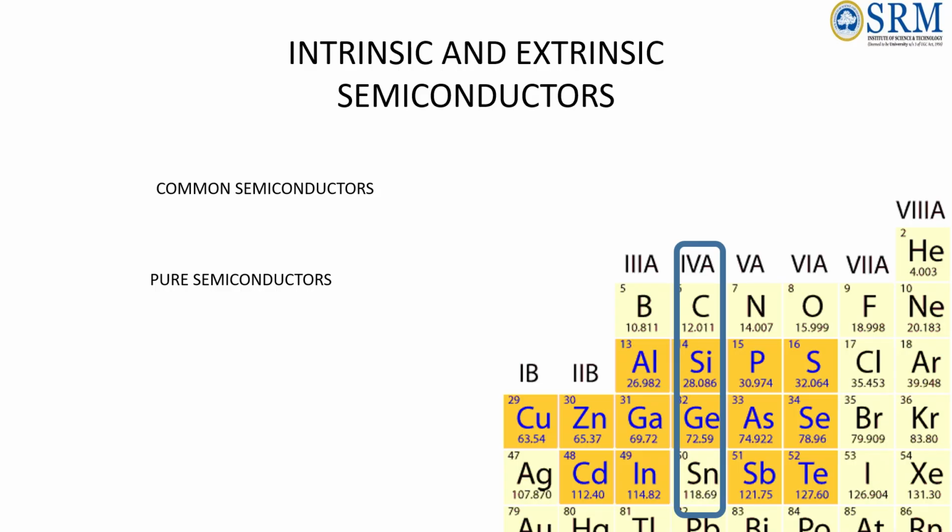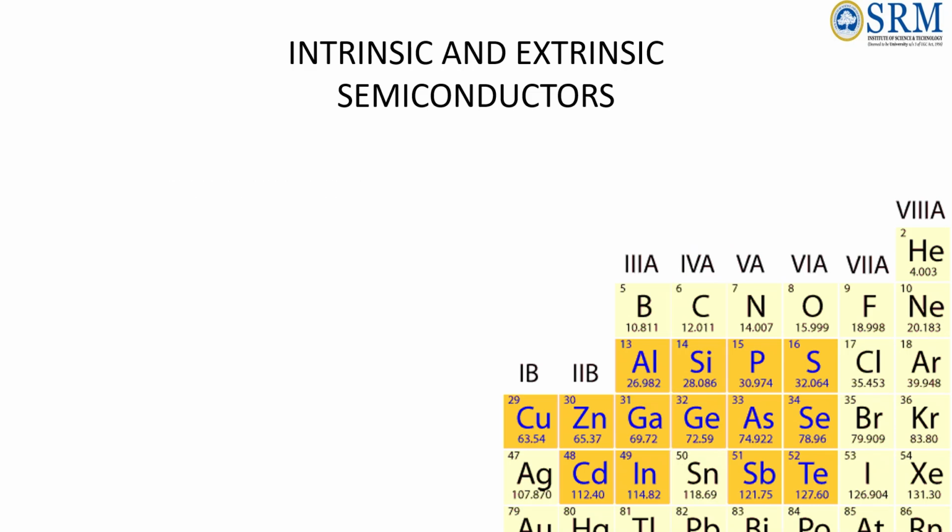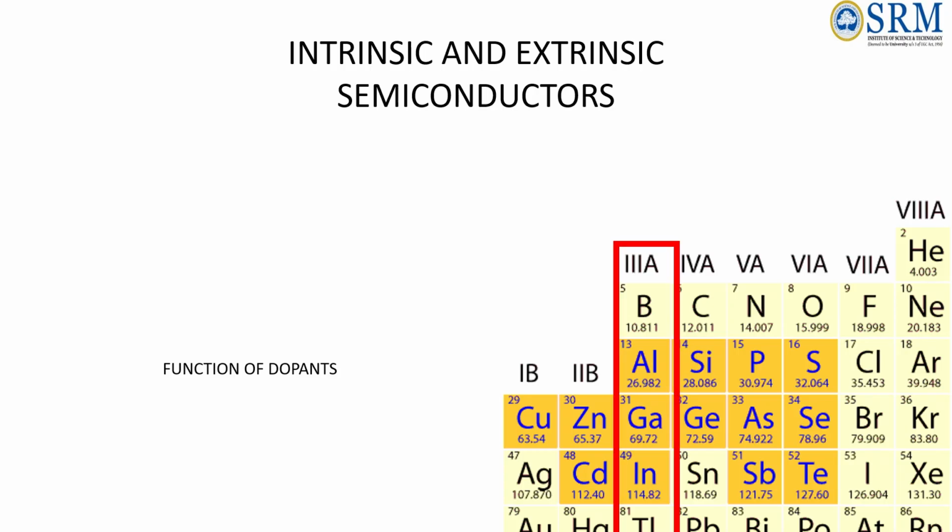A pure semiconductor or an intrinsic semiconductor is one which does not have any impurity atoms. The process of introducing foreign atoms into a semiconductor material is called doping. When an intrinsic semiconductor is doped, its electrical properties change and it becomes an extrinsic semiconductor. Group 3 and group 5 elements are normally used as dopants.